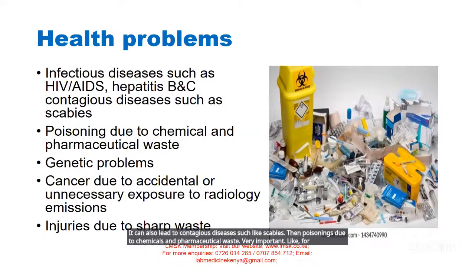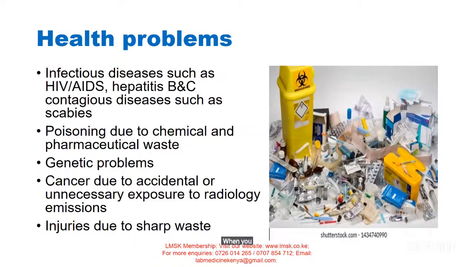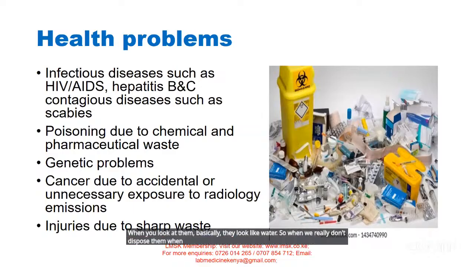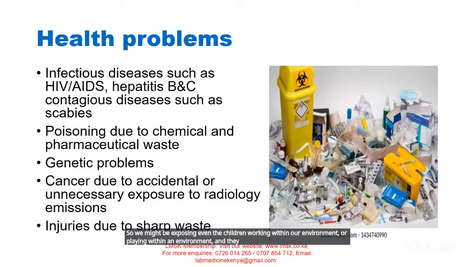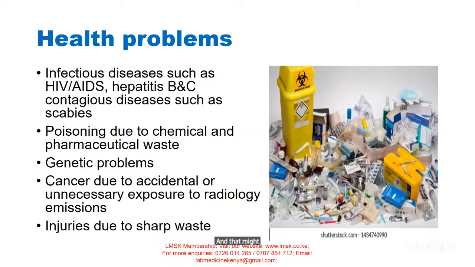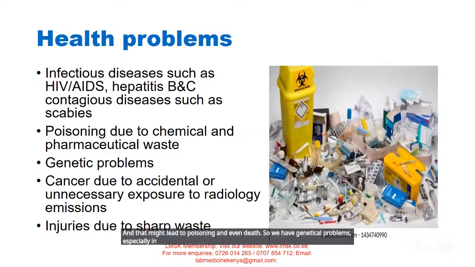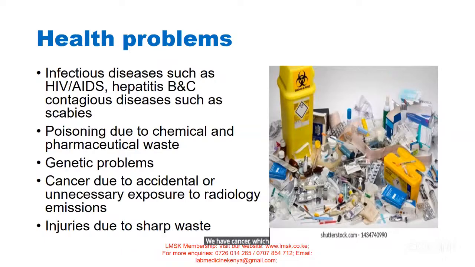For example, we have some chemicals that, when you look at them, basically look like water. When we don't dispose of them well, even the children within the community may be exposed. For example, when ethanol is just placed in a bottle, it looks like water. So we might be exposing even the children working or playing within our environment, and they might think that is water, and that might lead to poisoning and even death. So we have genetic problems, especially from these genotoxic chemicals. We have cancer, which can be due to accidental exposure to unnecessary radioactive emission.